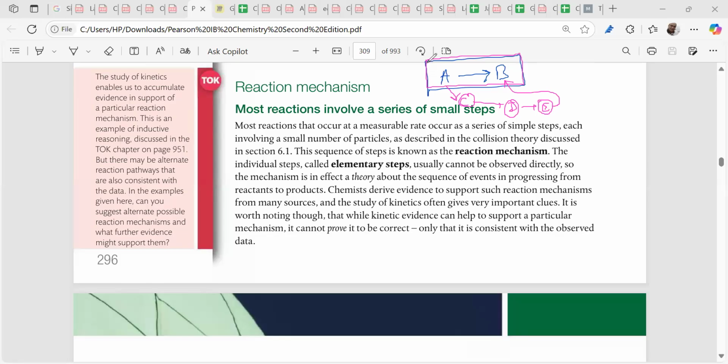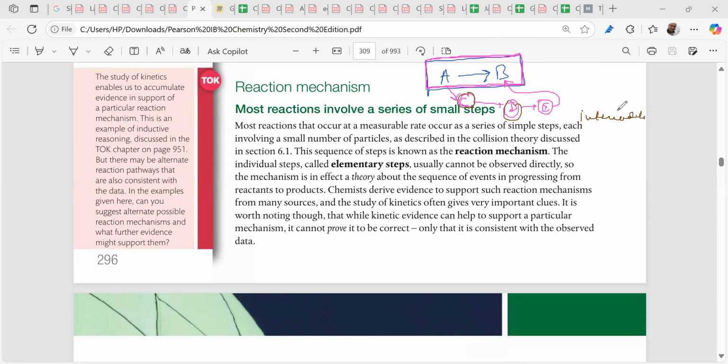So in this kinetics HL part, we know that any reaction will have a series of multiple steps, where A goes to C, then C goes to D, and D goes to E, and after that E goes to B. These C, D, and E are called intermediates.